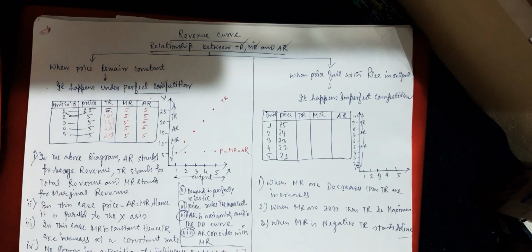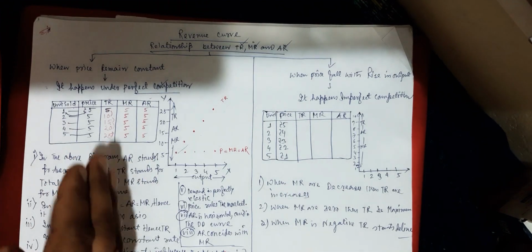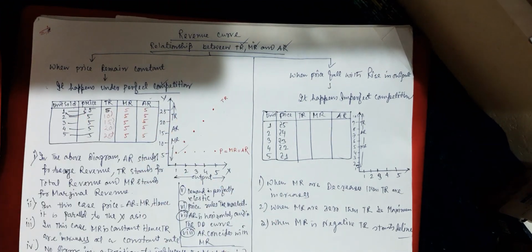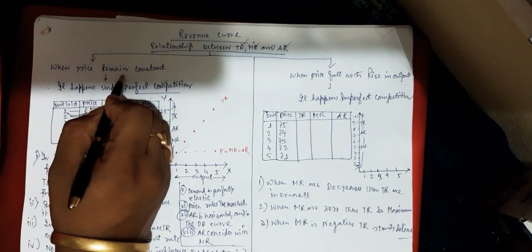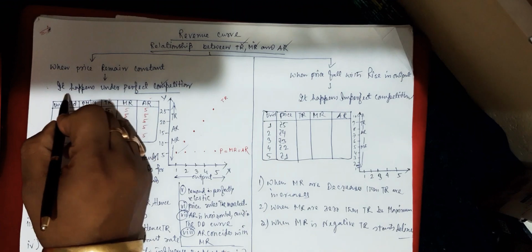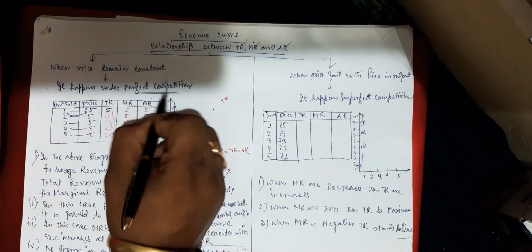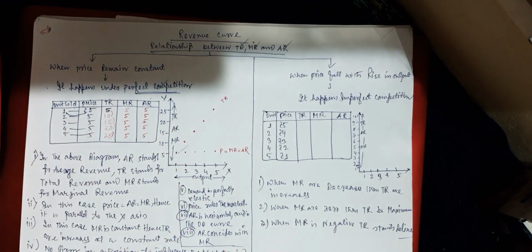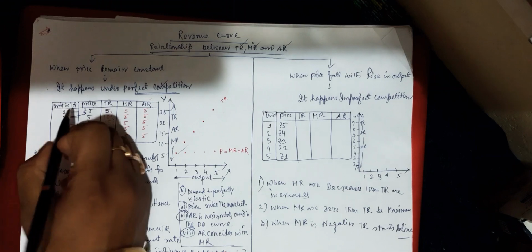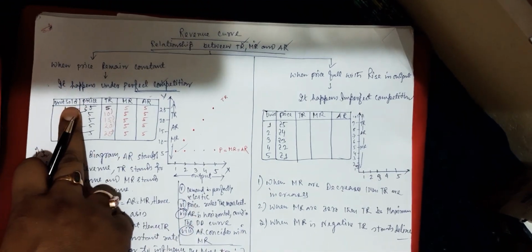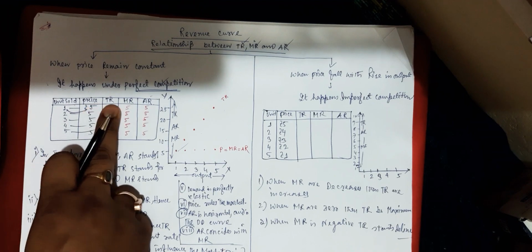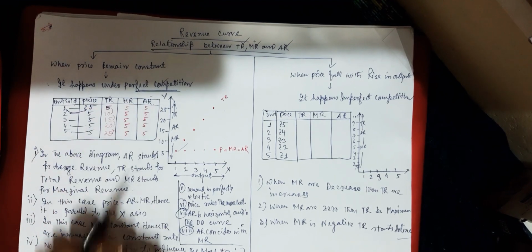Some firms don't want to reduce their price, so that is why it is written when the price remains constant. And it happens under perfect competition. I said I am discussing the perfect competition market now. In this table, you can see units sold is given here, the price is given, and TR is given, and MR is given, and AR is given.